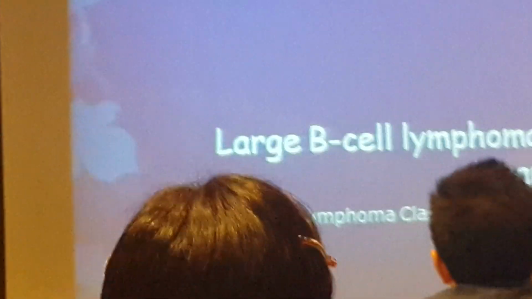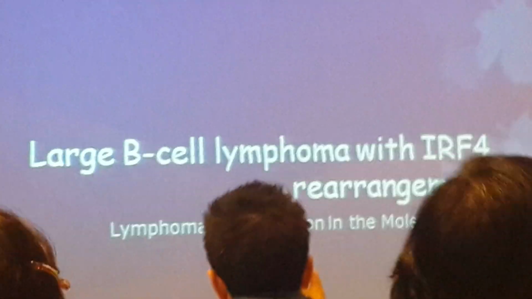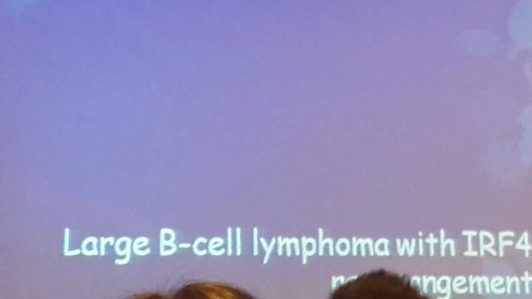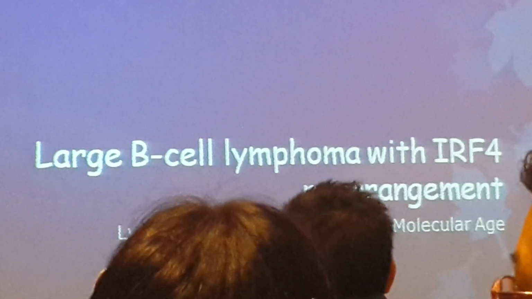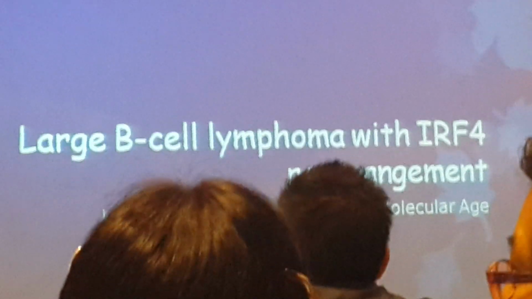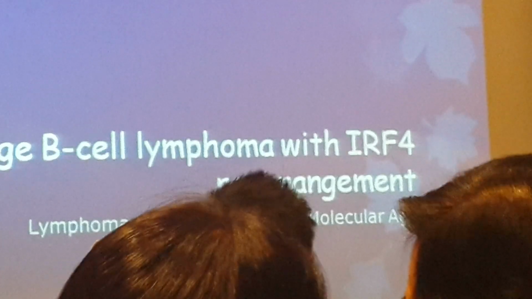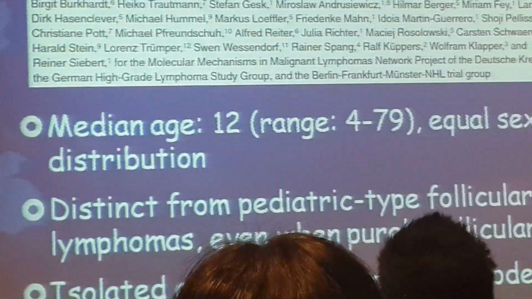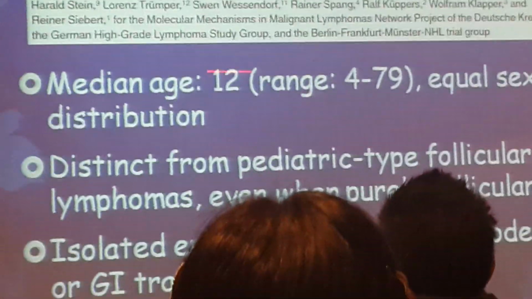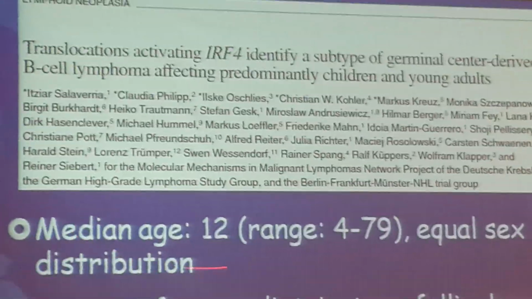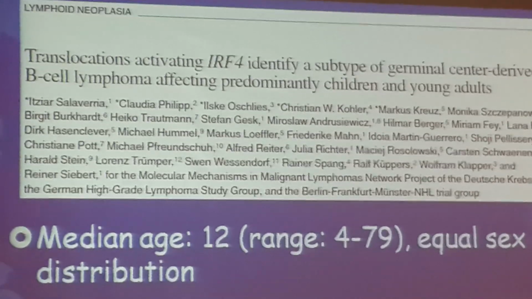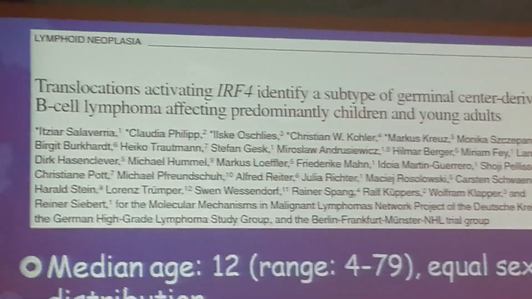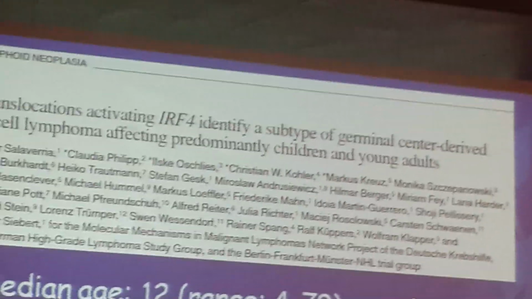But now I'm going to talk about some diseases which appear in the updated 2016 WHO classification, which are defined by genetic alteration. The first one I mention is this large B-cell lymphoma with IRF4 or MUM1 rearrangement. This is a disease that is seen in younger people. The median age is about 12, and they present quite similarly with an enlarged cervical lymph node or tonsil. So it's isolated, a low-stage disease.